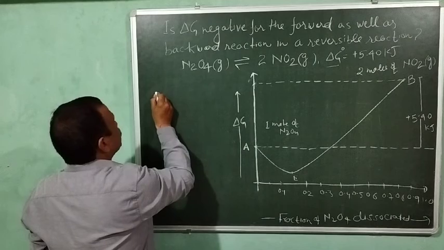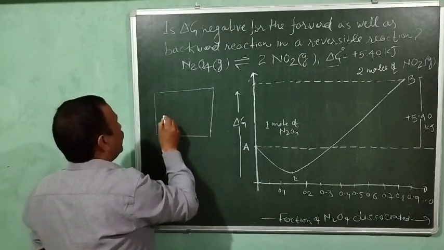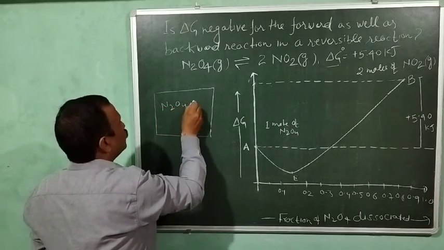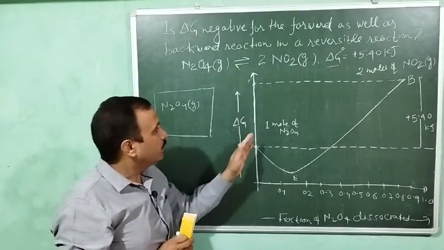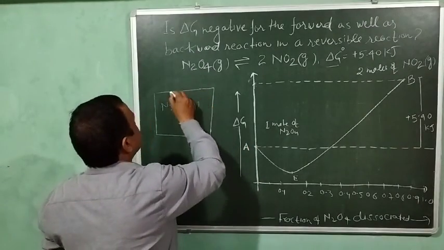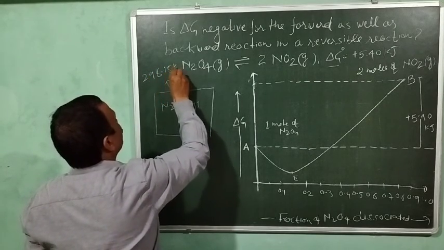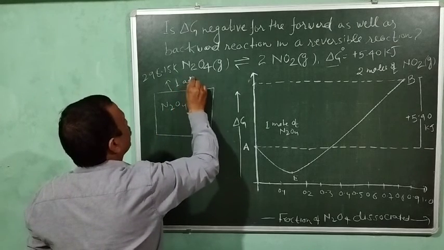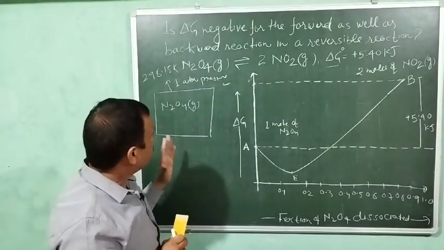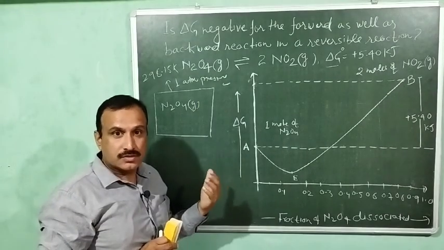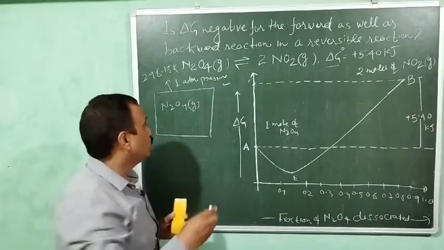Okay, so in this container I have taken your 1 mole of N2O4 gaseous. ठीक है, इस कंटेनर में मैंने 1 मोल ले लिया N2O4 का, and this container is under standard conditions, that is 298.15 degree Kelvin temperature and 1 atmospheric pressure. Okay, so as I explained that when the reaction starts, then the N2O4 will start converting into NO2.